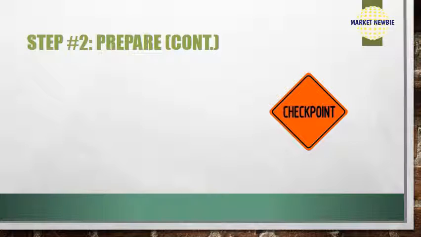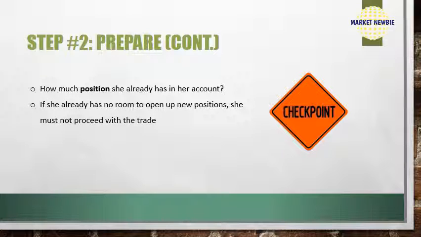The question is, is she ready to place the order? The answer is not yet. There's one more thing she needs to check. That is how many positions she already has in her account. She must check to see if this order will violate the position management rule that we discussed in lesson number 9. If she has no room to open up new positions, she should not proceed with the trade.